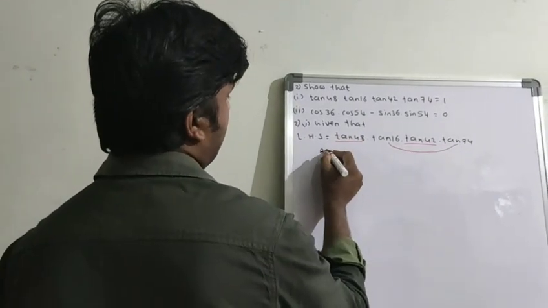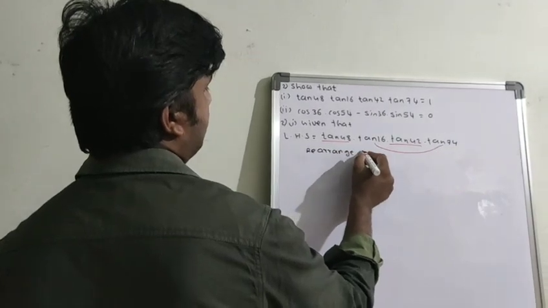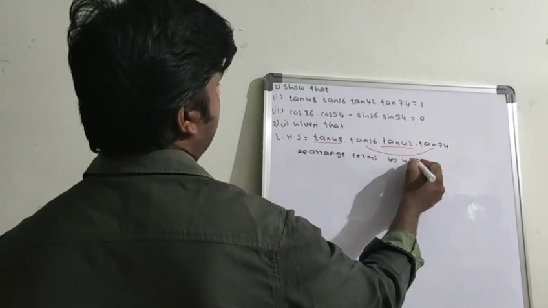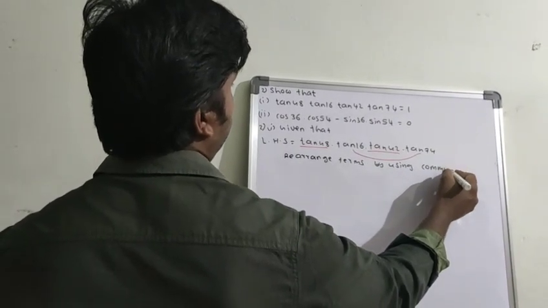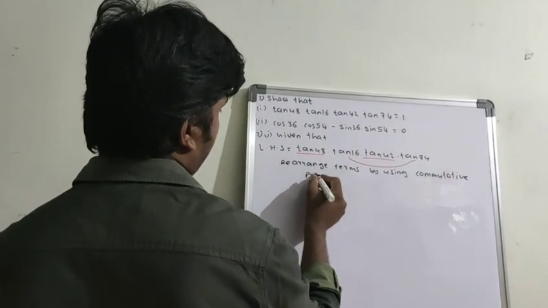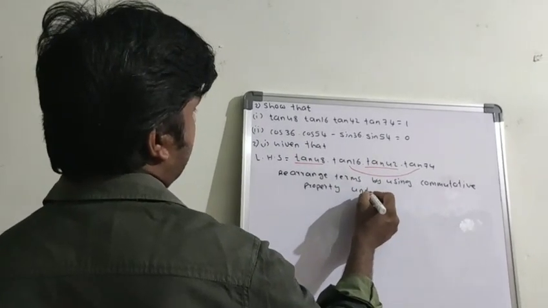So rearrange terms by using the commutative property under multiplication.